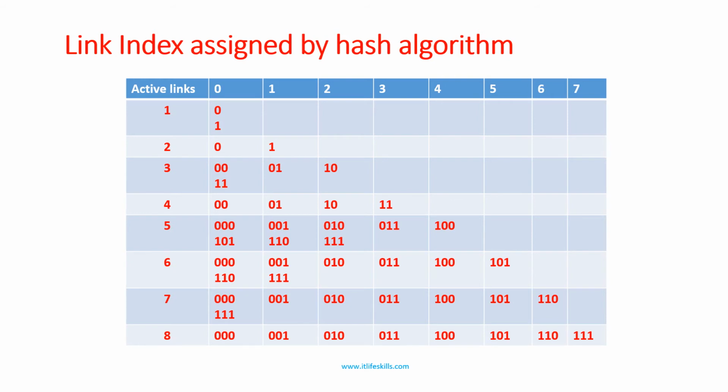So as you can see over here, it is better if you have the number of active links as a power of 2, like 2, 4 and 8. The frames will be distributed evenly.